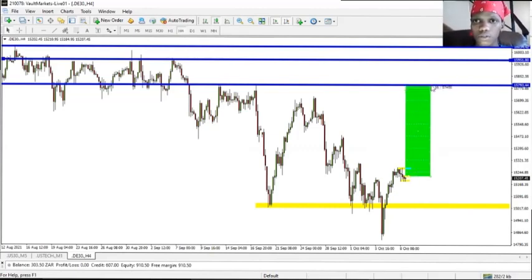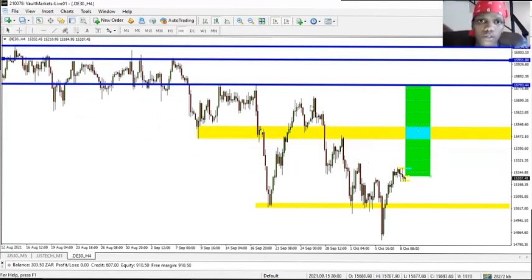Let me see. So this will be our TP. So yeah, guys, I just showed you how to find key areas and key levels. The others are easy to find. As you can see right here, you can also do another key area. This is another key area.